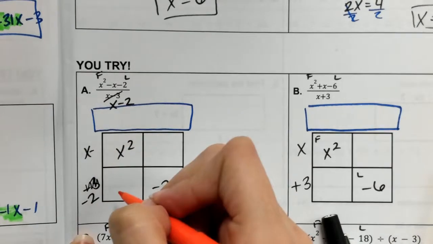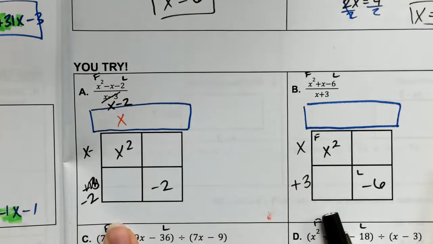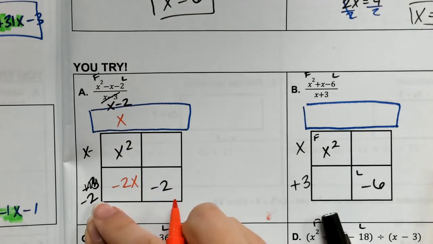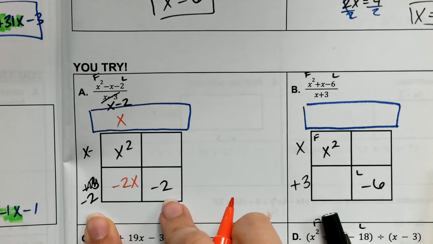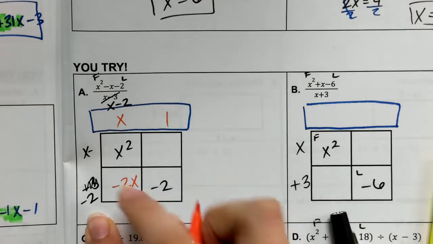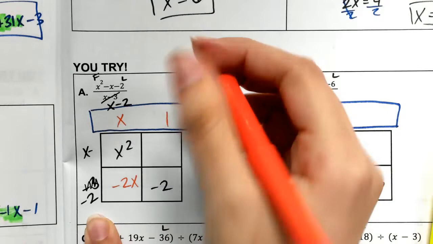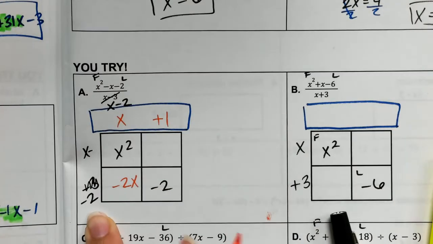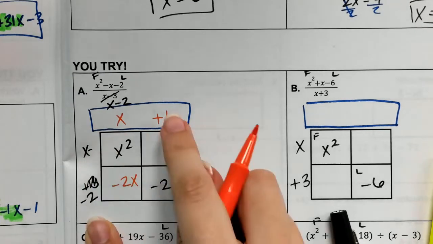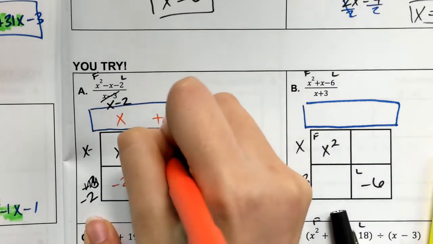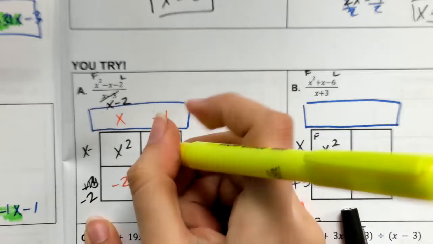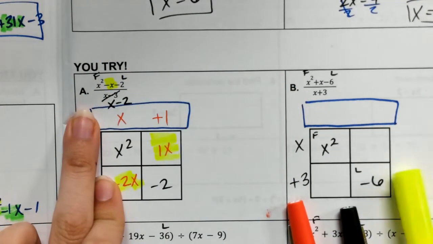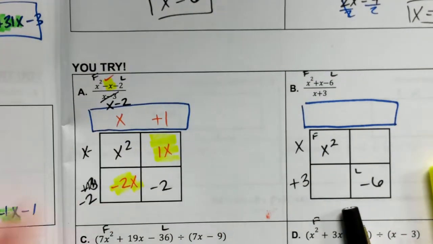x times what is x squared? Well, we know x times x is x squared. -2 times x is -2x. -2 times what is -2? Well, the number is the same, and the sign is what I want. So +1. That's your answer, x plus 1. But we can check. 1 times x is 1x. If I check my diagonals, 1x minus 2x is -1x. We did it correctly.